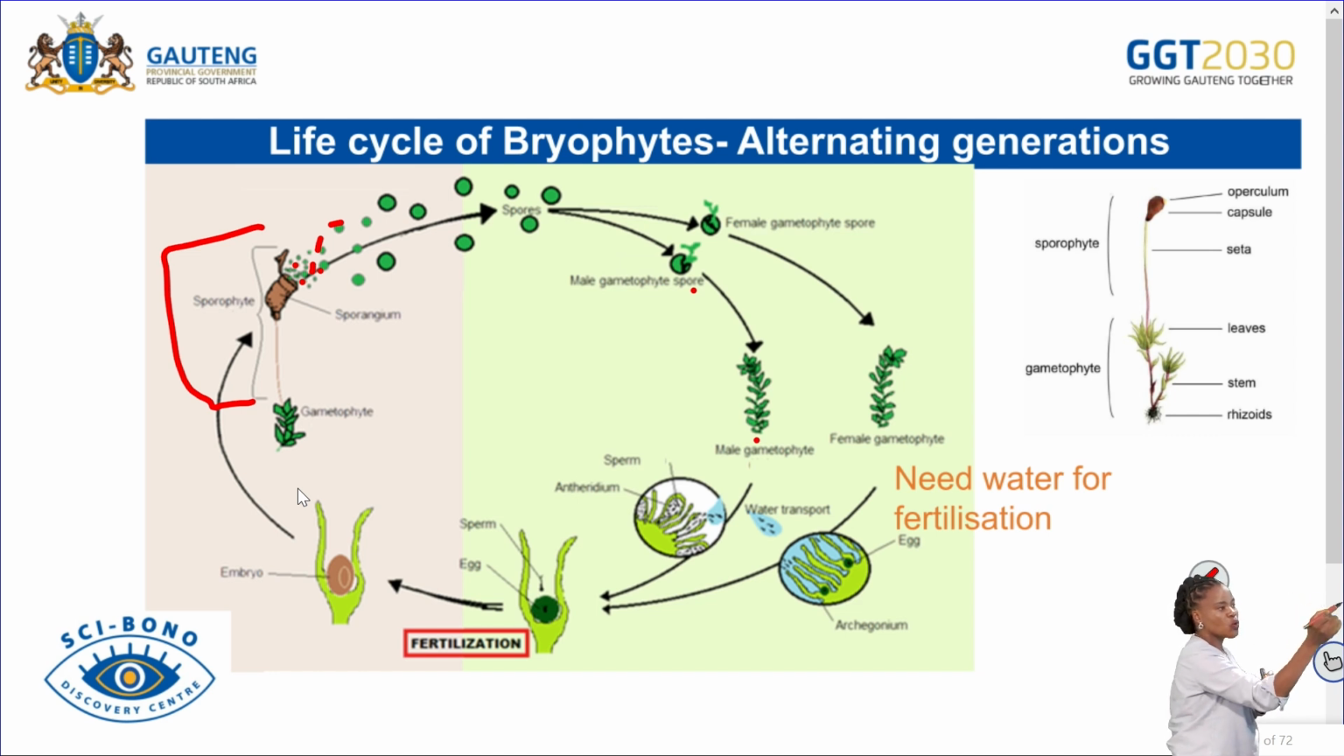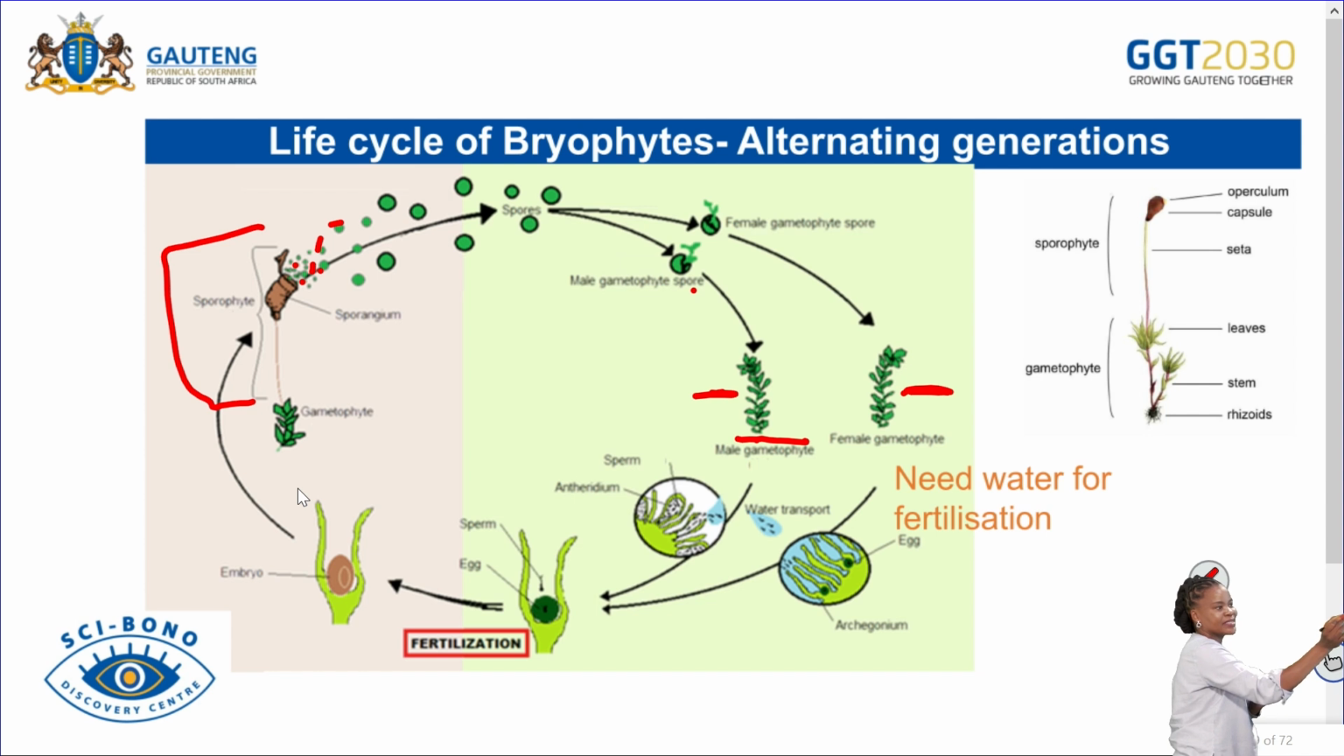They mature, they grow into what? They grow into the gametophyte. And what is happening with the gametophyte generation? The gametophyte generation has the male branches as well as the female branches. So what is happening inside the male branches?